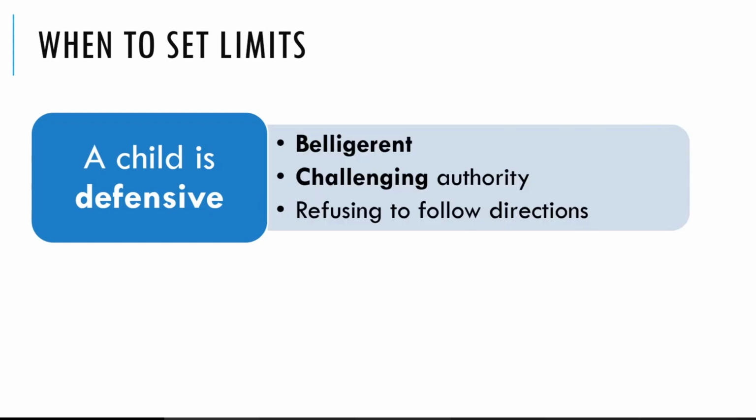So when should we set those limits? The limits should be set when a child is defensive, when they're being belligerent, when they begin to challenge your authority, or refuse to follow directions. These are things that we have to put in place. That's when they need to be put in place. That's when we have to set those limits.